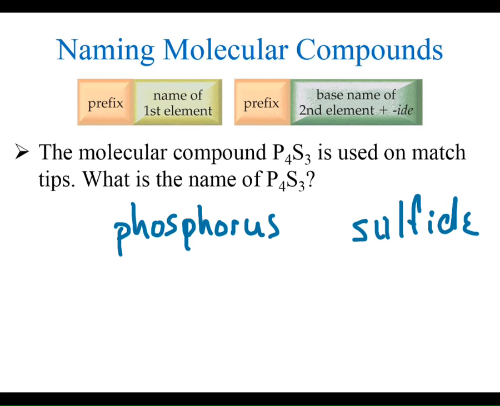I have 4 phosphorus though. So what do I put for 4? Tetra. What do I put for 3? Tetraphosphorus trisulfide. Isn't that much easier? Just 4 phosphorus, 3 sulfurs. Tetraphosphorus trisulfide. Okay.